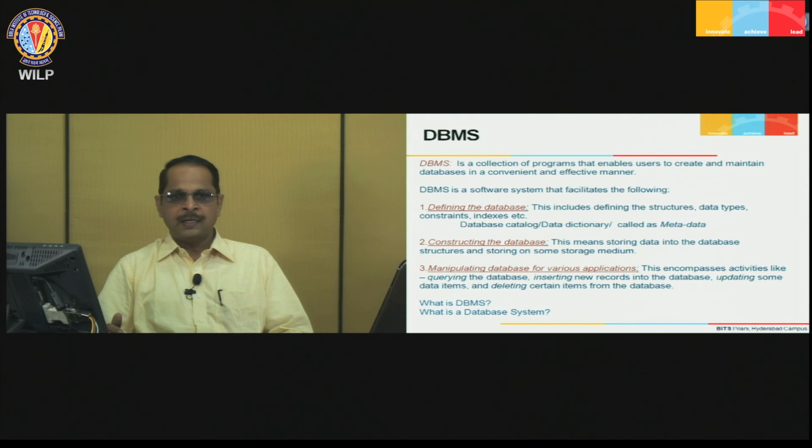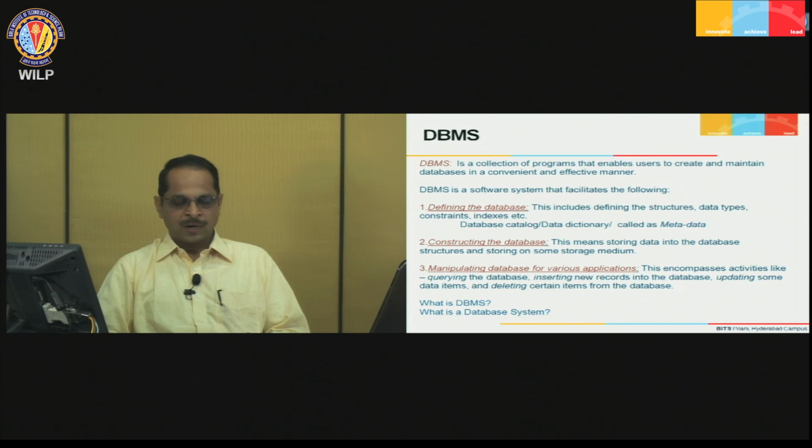Just mere storing of data in a database does not serve any purpose, and we need to have applications which retrieve the data and then manipulate the data from the database. That comes as the third functionality of the database management system: manipulation of data contained in the database for various applications. This encompasses activities like querying the data, that is retrieving the data back from the database, taking it into the application programs, or inserting new records into the database, or updating some of the data items and deleting certain items from the database. All these things come under manipulation of the database.